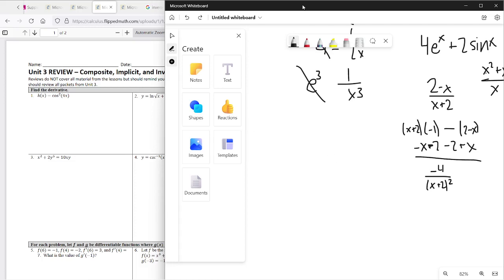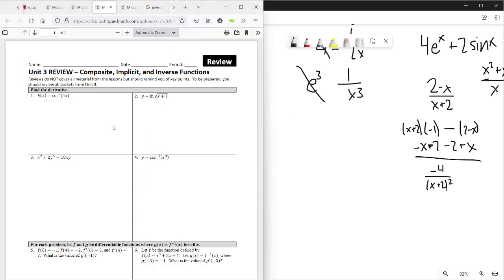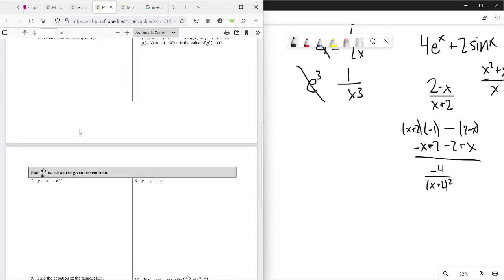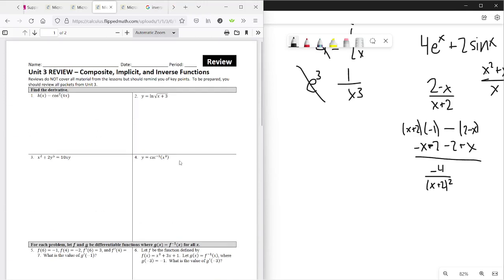Unit 3, I would generally say, has the more difficult problems. As you can see, there are only 10 questions in here, but they tend to be longer questions. So here we have a lot of chain rule. A lot of these are chain rule, actually. We have implicit differentiation and inverse functions. So I'm going to go over all of those again real quick.